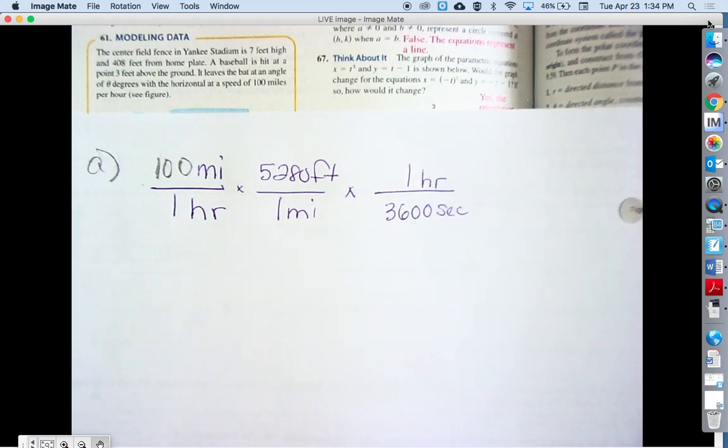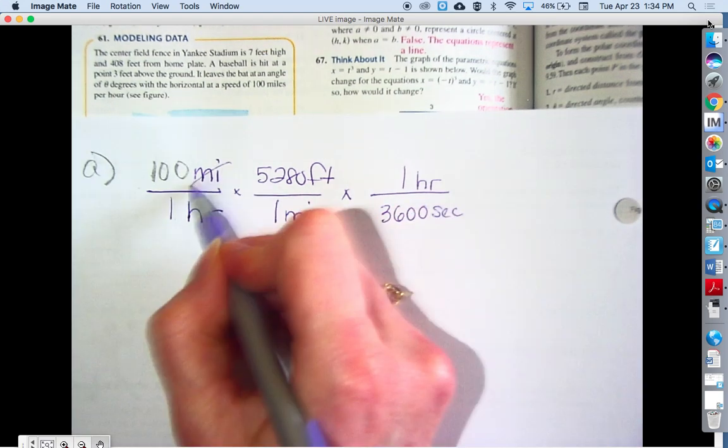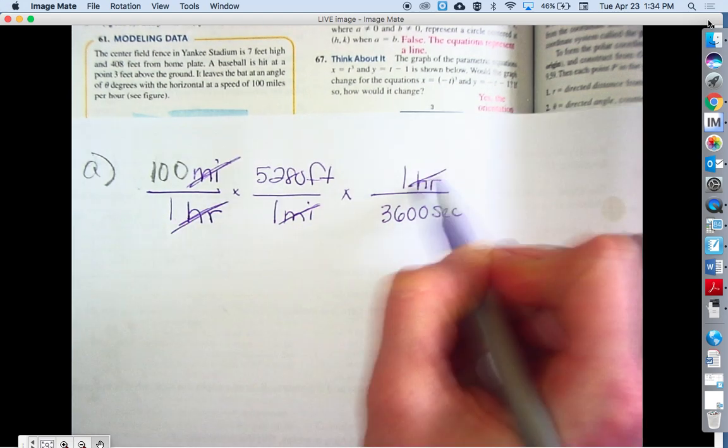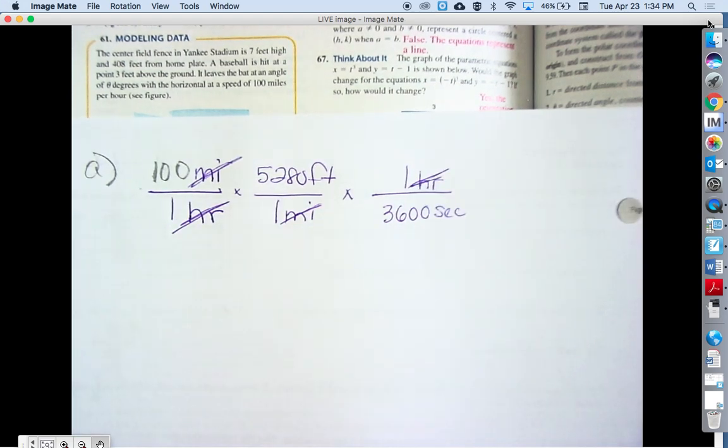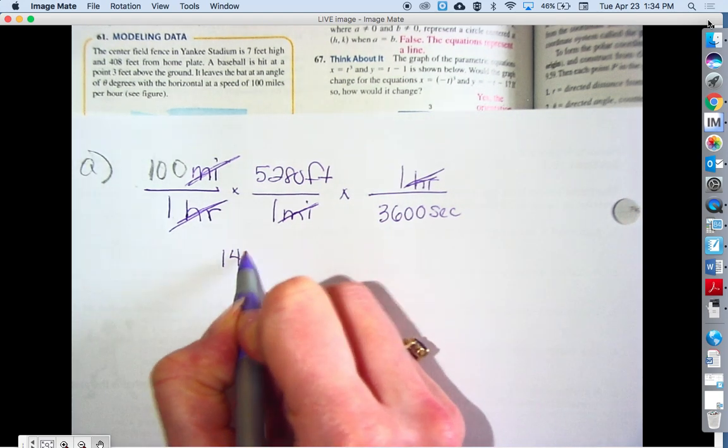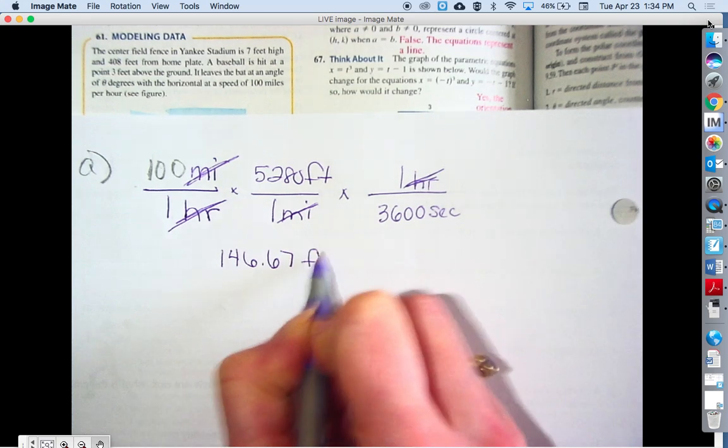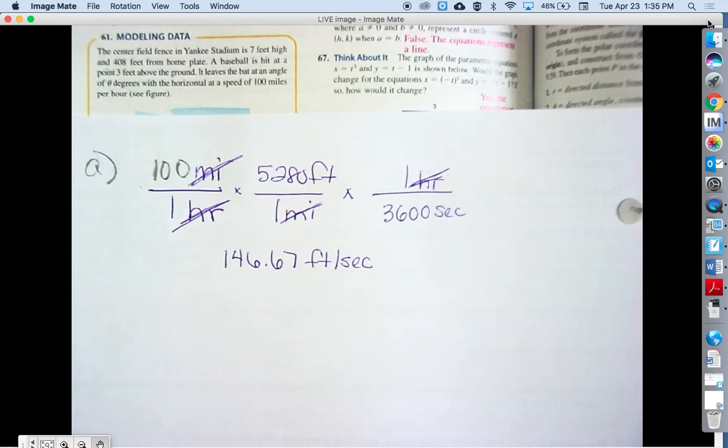So if you remember stoichiometry from chemistry, I remember doing a whole bunch of charts and getting things to cancel. The goal is to take the miles and the hours out of the problem. So miles, hours, cancel, but to have the feet and the seconds remaining. Feet per second is what we're looking at. So then essentially you're taking 100 times 5,280 divided by 3,600. And that gets you a velocity of 146.67 feet per second. So that's a little bit of converting.